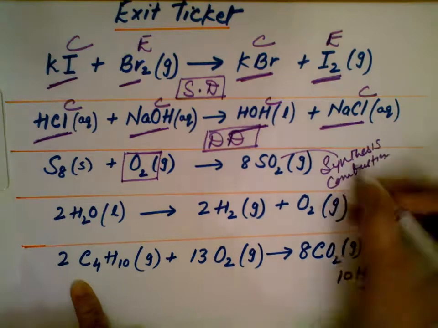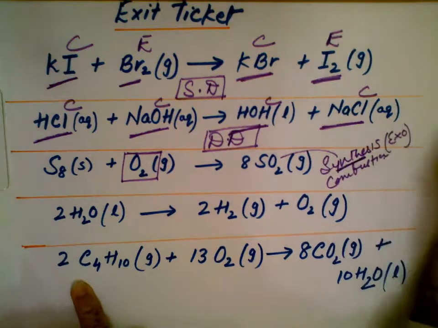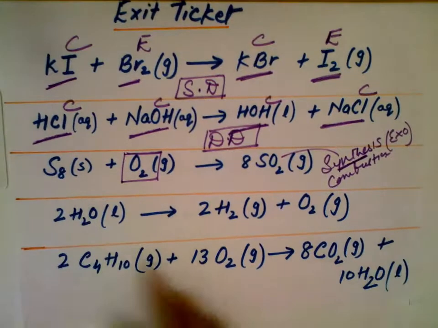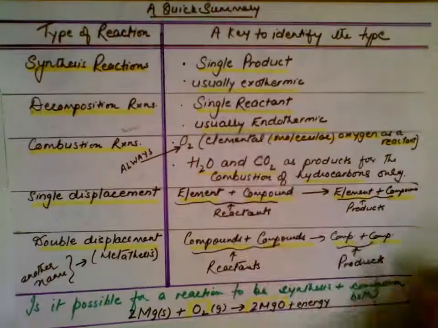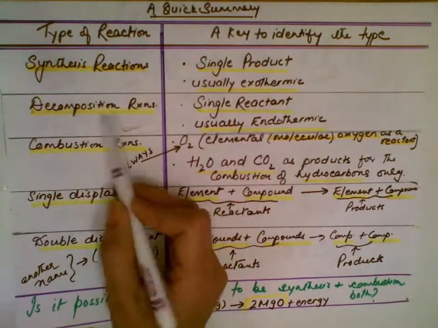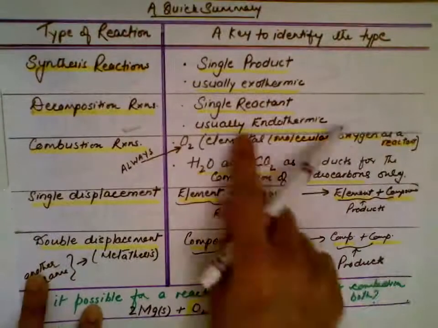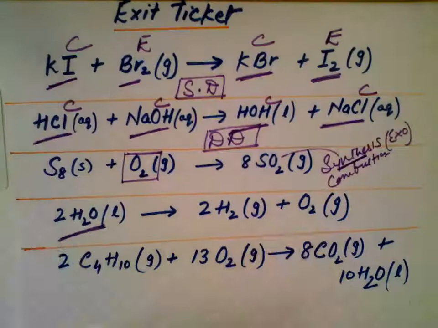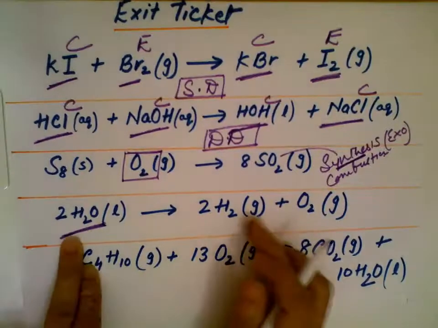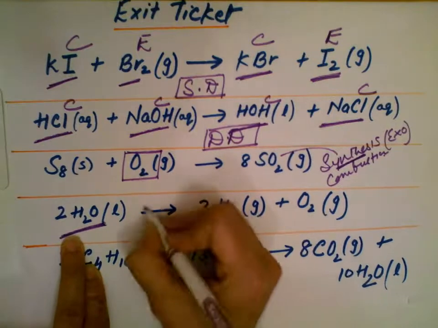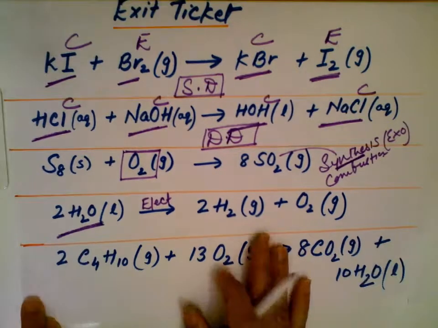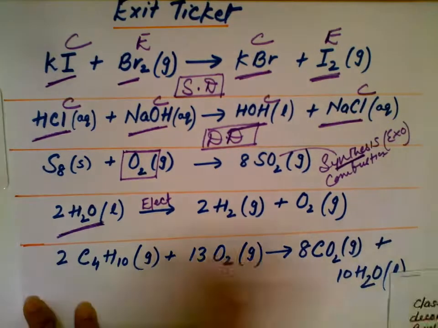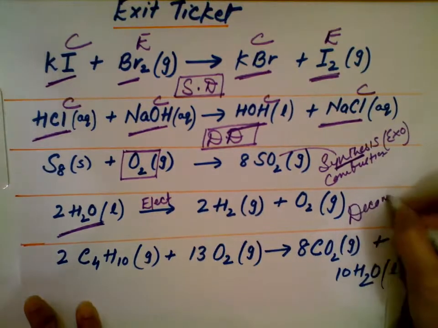Also, synthesis reactions are usually exothermic. They release heat energy. Now here you have only one reactant. So where does this one fall? The single reactant falls under the category of decomposition reaction. And I have written in the summary chart that decomposition reactions are usually endothermic. Endothermic means they can absorb energy as heat, light, or even electricity. Like in this case, this is electrolysis of water, using electricity as a source of energy. And this is your decomposition reaction.